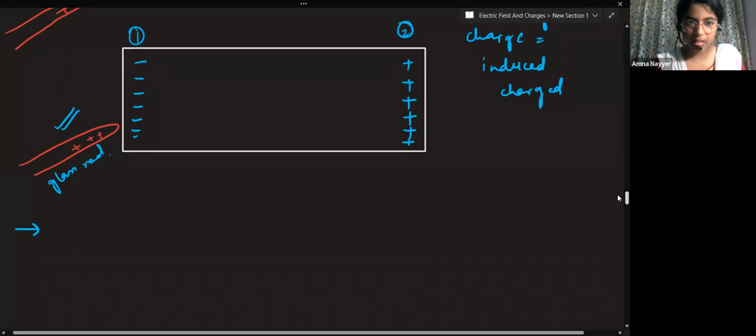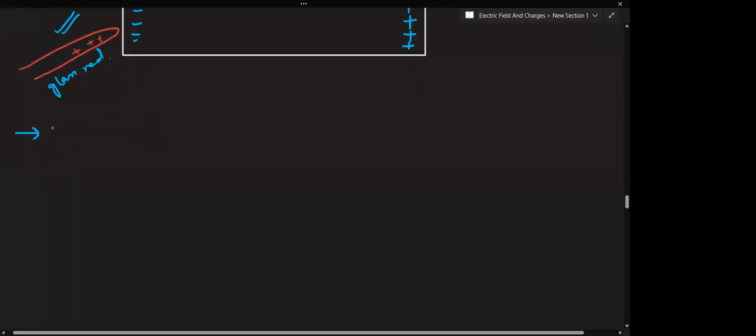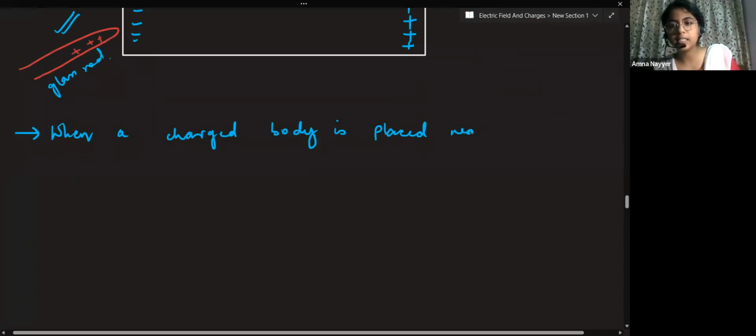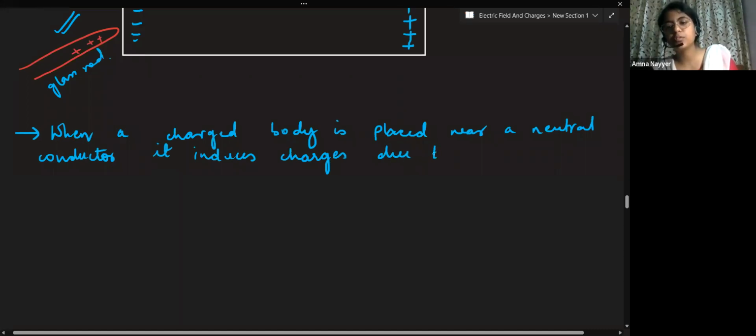Fine? Okay. So let me write down the definition for you as well. When a charged body is placed near a neutral conductor, it induces charges due to redistribution of electrons.